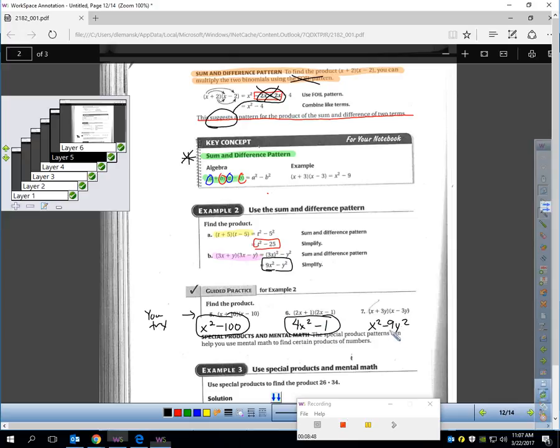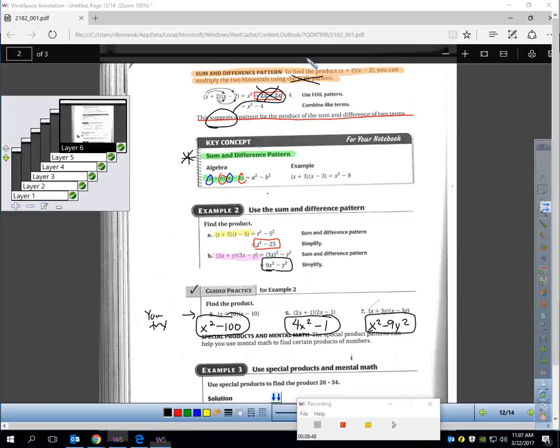4x squared minus 1. And here, I got the sum and difference of the same binomial. X times x is x squared. 3y times negative 3y is negative 9y squared. There's the answer. This is a really great shortcut instead of you having to double distribute.